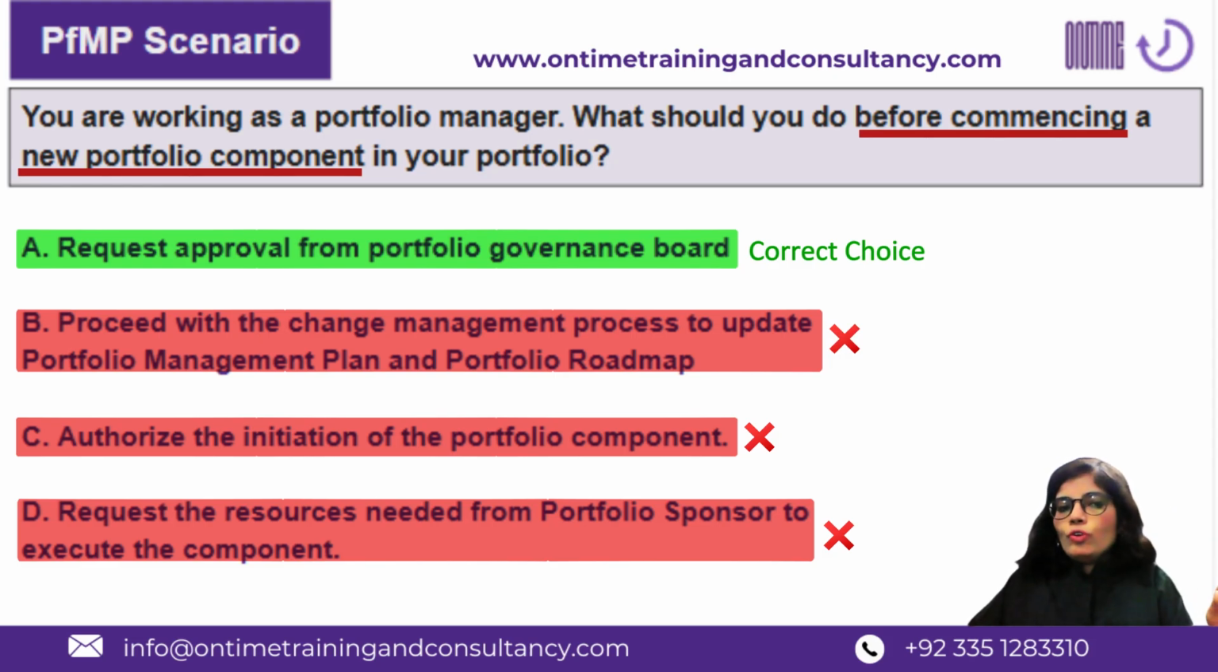And yes, as a portfolio manager, authorizing the initiation of the portfolio component, C, is not the regular case unless the hints are there in the scenario. C could be a possibility, but for that you need to have additional context available in the scenario. So this is the order: A, D, B, and after that, just optimizing the portfolio with the new component and the existing components. Okay? This is how it happens.